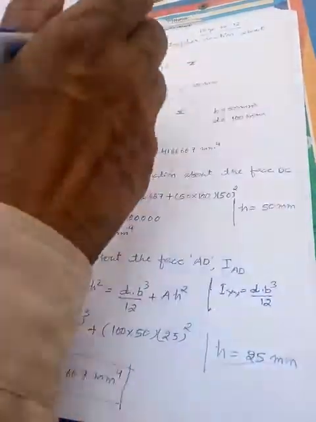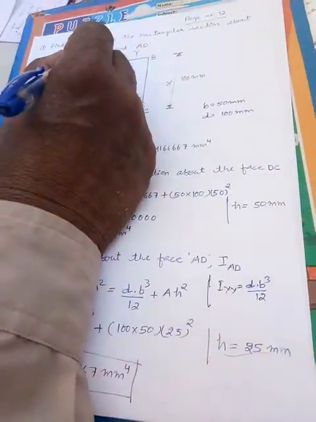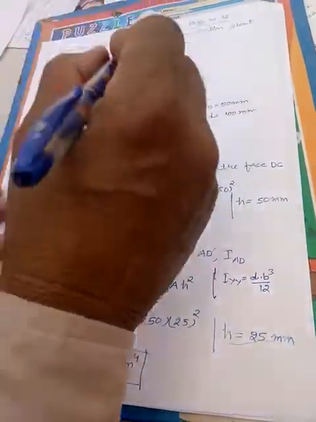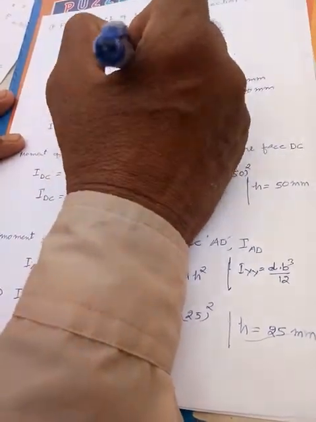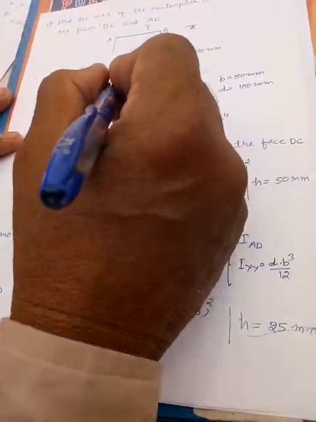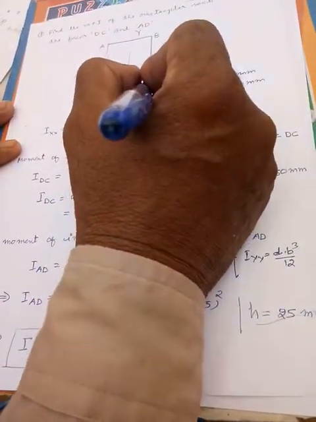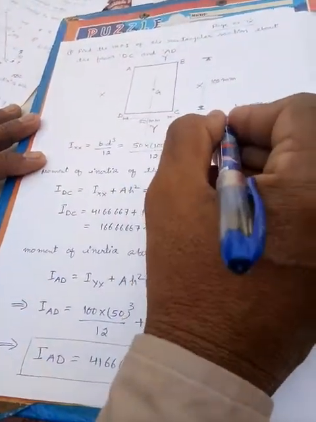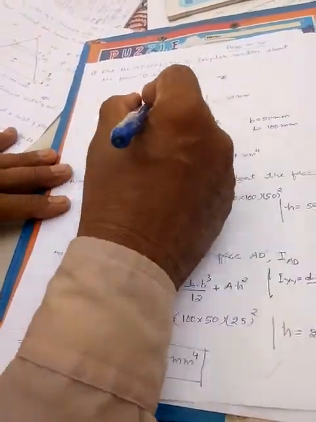We have to find the moment of inertia of the rectangular section about the faces DC and AD. So this is rectangular section ABCD, a simple numerical problem. The base width of the rectangle is 50 millimeter and the depth of this rectangular section is 100 millimeter. So we have to find the moment of inertia about the faces DC and AD.